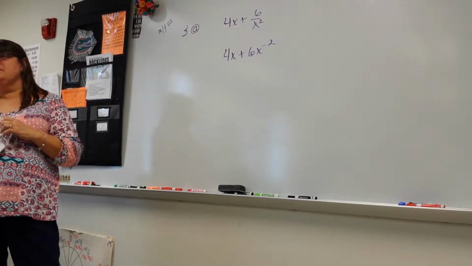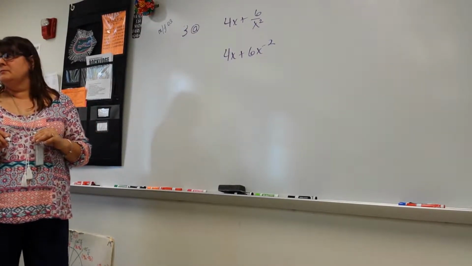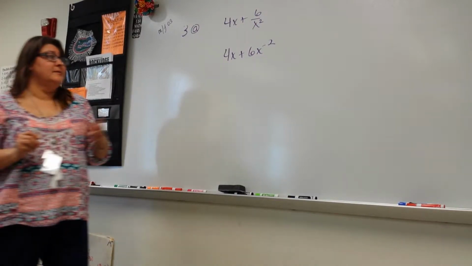Well, yes, use the quotient rule. Low d high minus high d low over low low. I prefer to flip it up. I prefer to flip it up too. It makes it less steps.